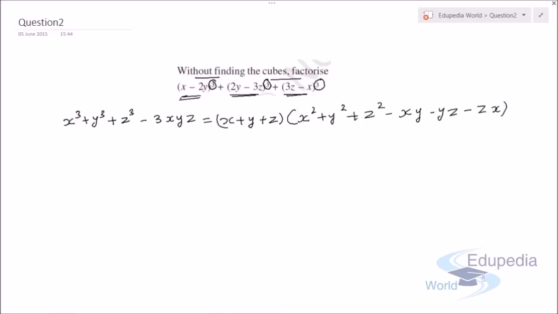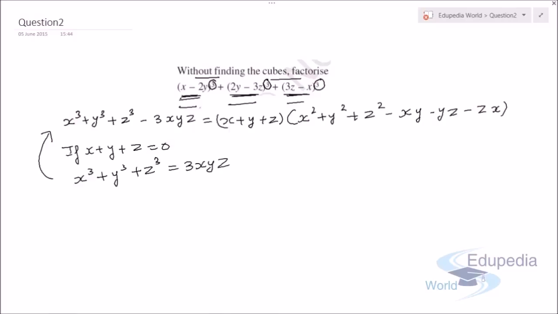Now in these type of questions, when the cubes are given, you have to generally check whether the sum of these three numbers is coming to be 0. As we have discussed in our previous videos, if x plus y plus z equals 0, then the above identity will become x cube plus y cube plus z cube equals 3xyz. So we have to check that.